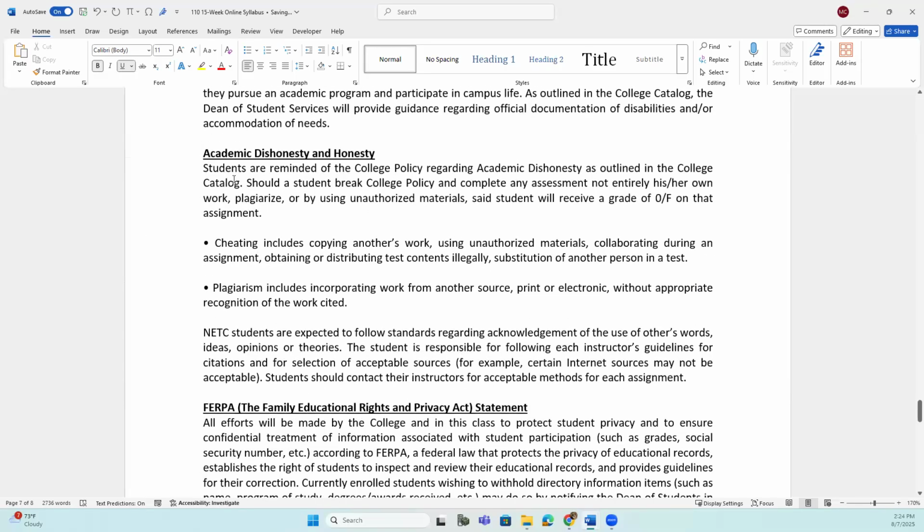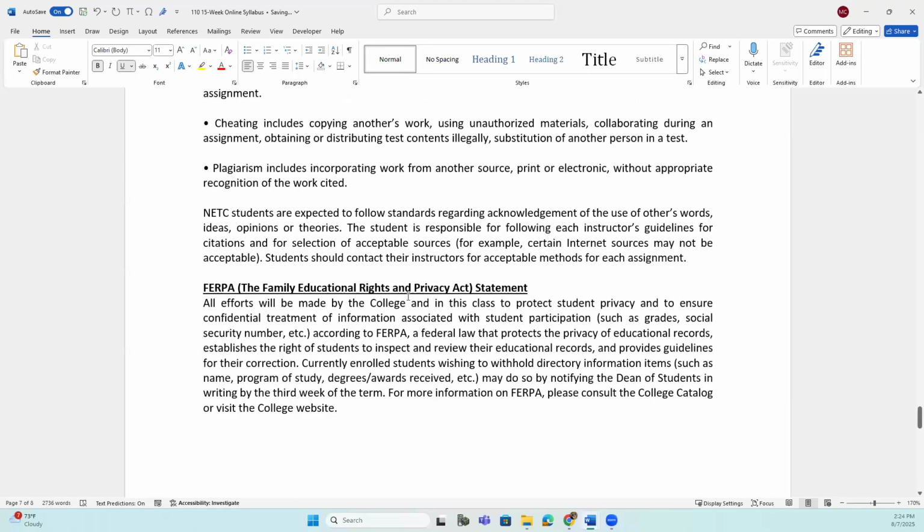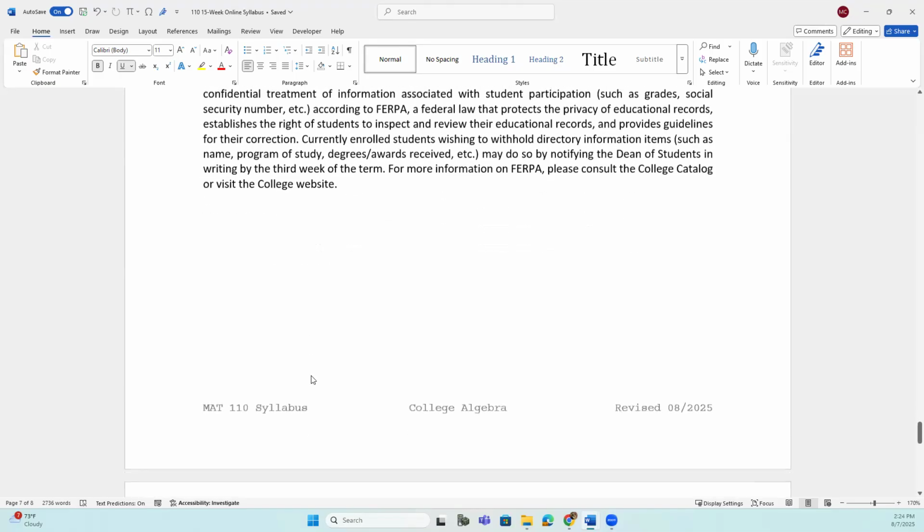All right, so here is the academic dishonesty and honesty statement again. FERPA, the Family Education Rights and Privacy Act, basically says that your academic record is being protected by this federal law. So not anybody can come to me or your other faculty or any staff to ask about your grades or your attendance.